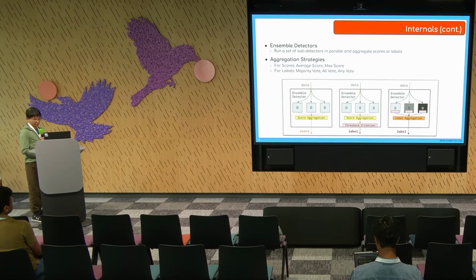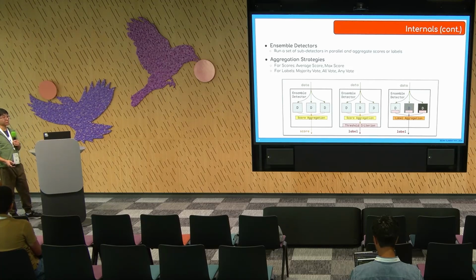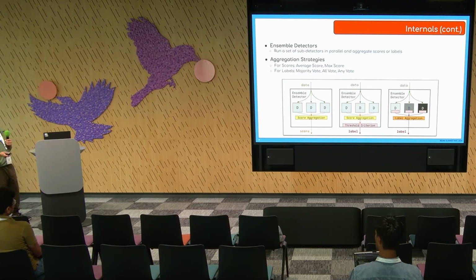The specific aggregation logic is determined by the aggregation strategy, and so it's also a subcomponent for these ensemble detectors. We have two types of aggregation strategy, one for the scores and one for the labels. For scores, you can say you want to take the average of all the scores generated by the sub-detectors, or take the max of all the scores. For labels, we have a bunch of labels from the sub-detectors. Some say yes and some say no, and then we have a mechanism to vote whether this is an outlier or not, based on majority vote, or if any one vote says outlier, we can say this is an outlier, something like that.